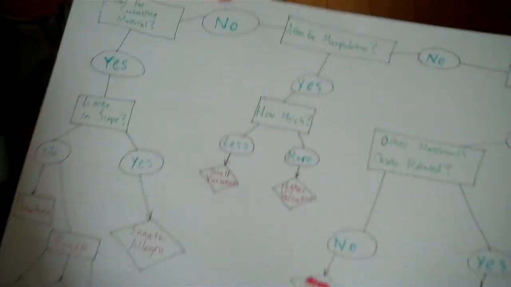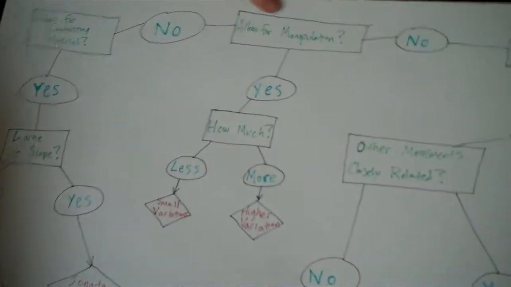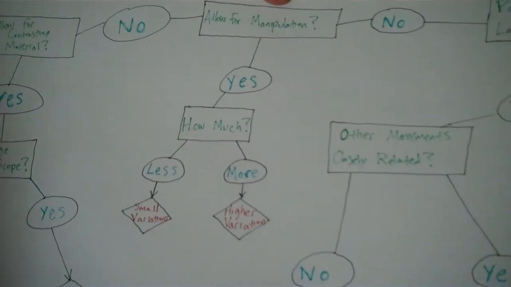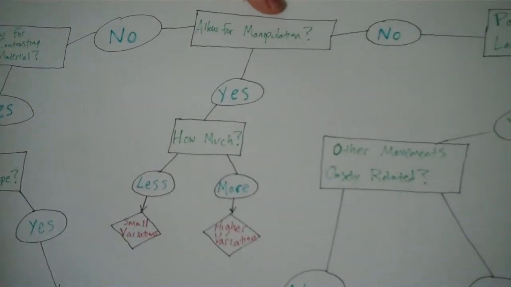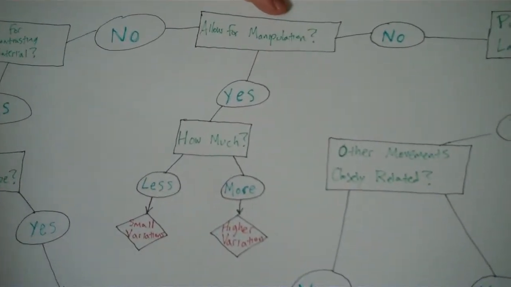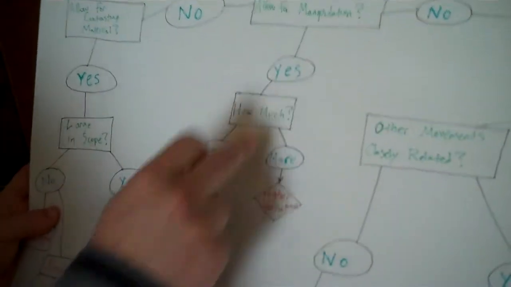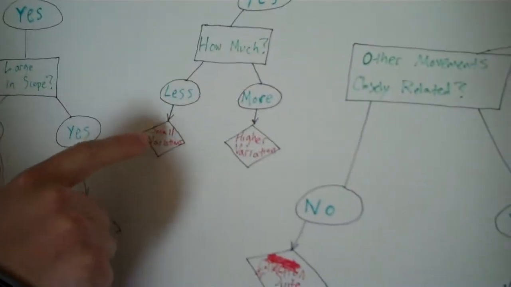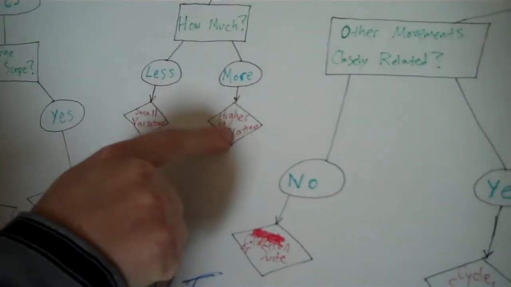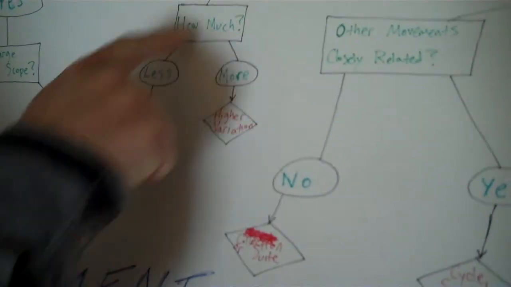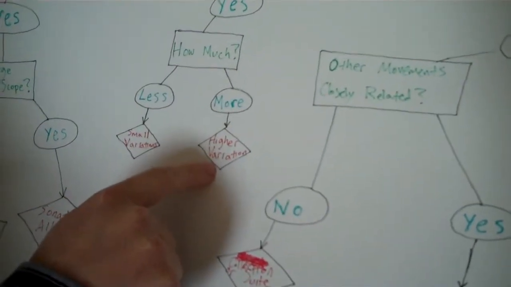Now, if it does not allow for contrasting material, then ask, does it allow for manipulation? In other words, can you take the thematic material and write variations on it and so forth? If it does, how much? So we have the small variations and the higher variation form, depending on how much manipulation it allows for.